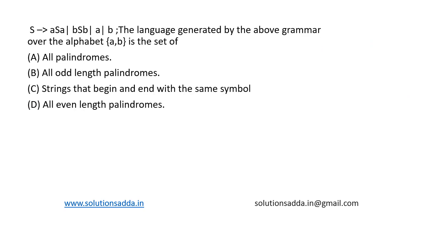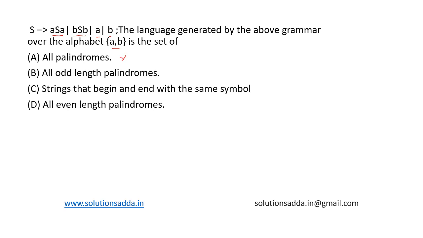This is a question from theory of computation. S derives ASA, BSB, A or B. The language generated by the above grammar over the alphabet A, B is the set of, and 4 options are given. First of all, let's find out the length of the string that is generated. This would generate even length string. This would also generate even length string. But to end the derivation, we will need A or B. So to an even length string, we are adding one more character. So this would be an odd length string.